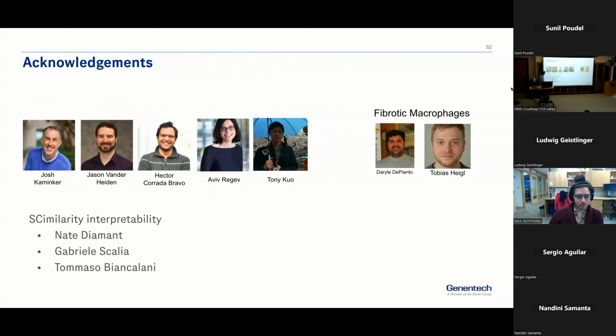And so all of this row have done a ton of work or advice or testing or software development on similarity itself. And then we have Daryl and Toby who were doing all the fibrotic macrophage work on the side and have been testing the models and playing with it and tweaking it. I didn't really get to talk about it much. I just mentioned for the cell type markers, there's a whole interpretability component to see which genes are driving how the neural network is embedding the cell, which genes are most important. And that's from some machine learning colleagues. So yeah, with that, happy to take any questions.